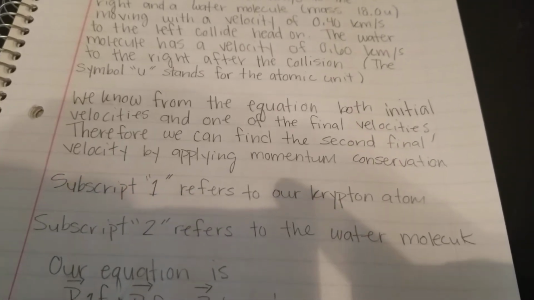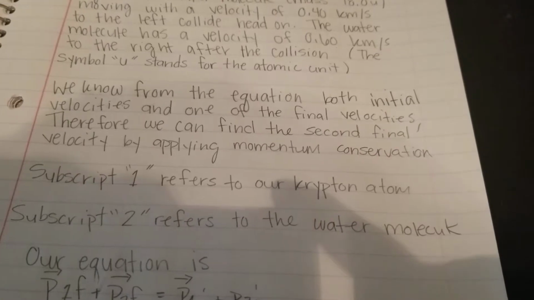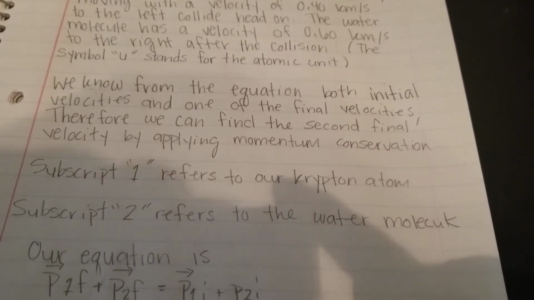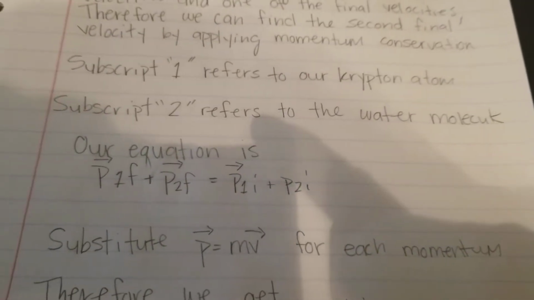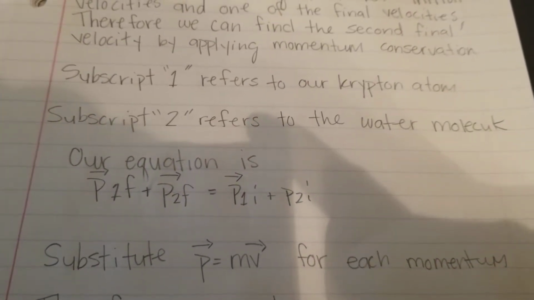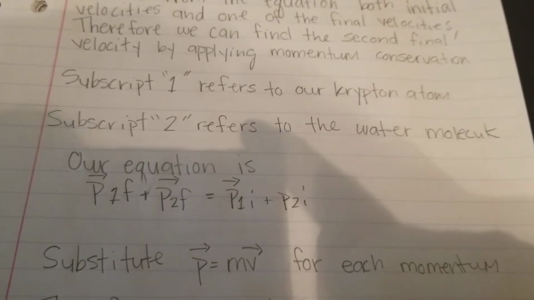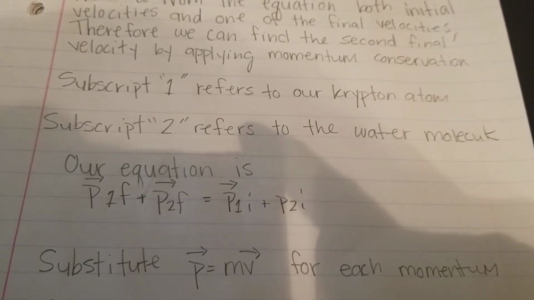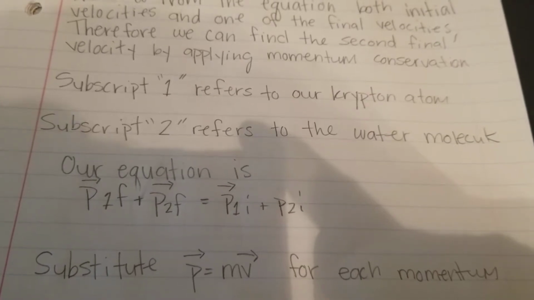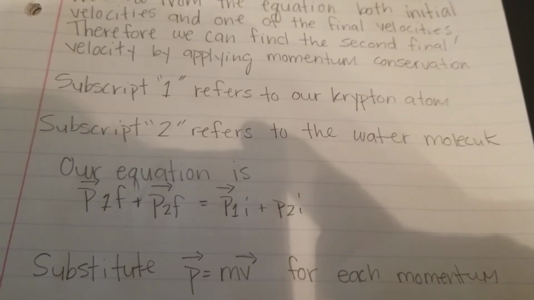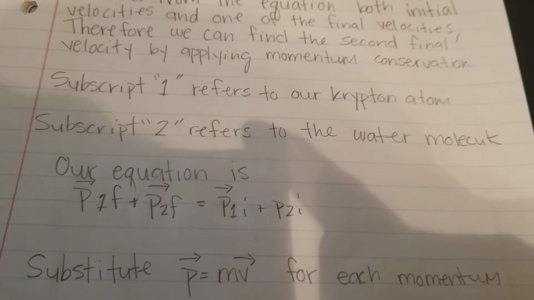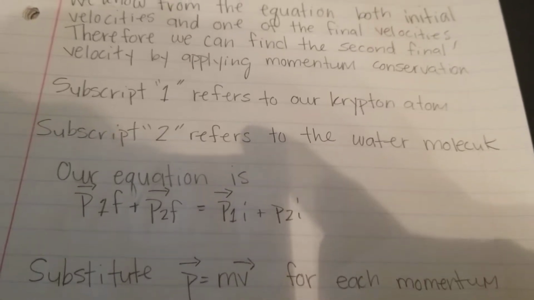In the equation, we're going to let subscript 1 refer to our krypton atom, and subscript 2 refer to our water molecule. And from our equation, we know that the final momentum of our krypton atom plus the final momentum of our water molecule is equal to the initial momentum of our water molecule plus the initial momentum of our krypton atom.